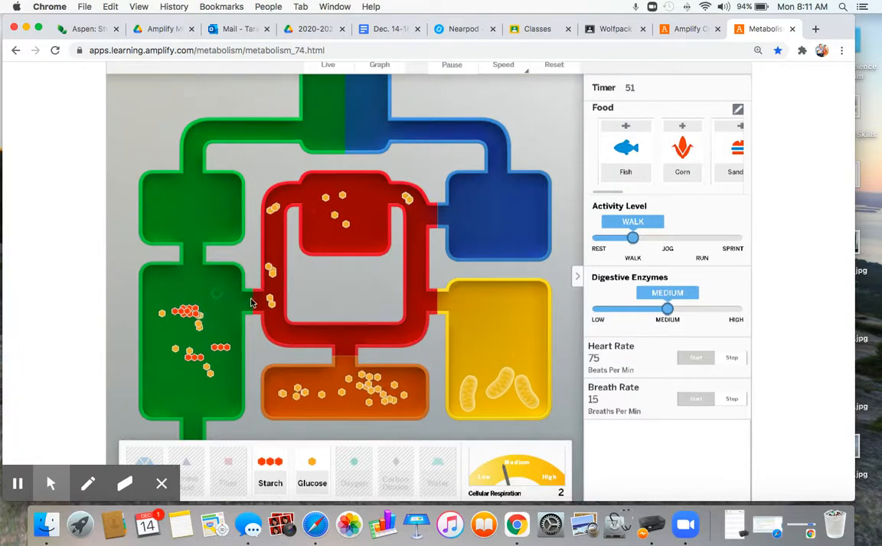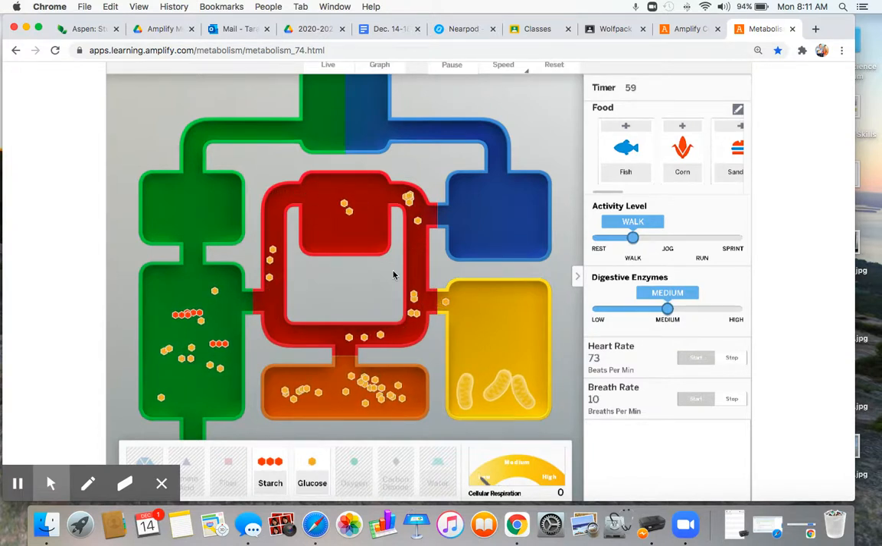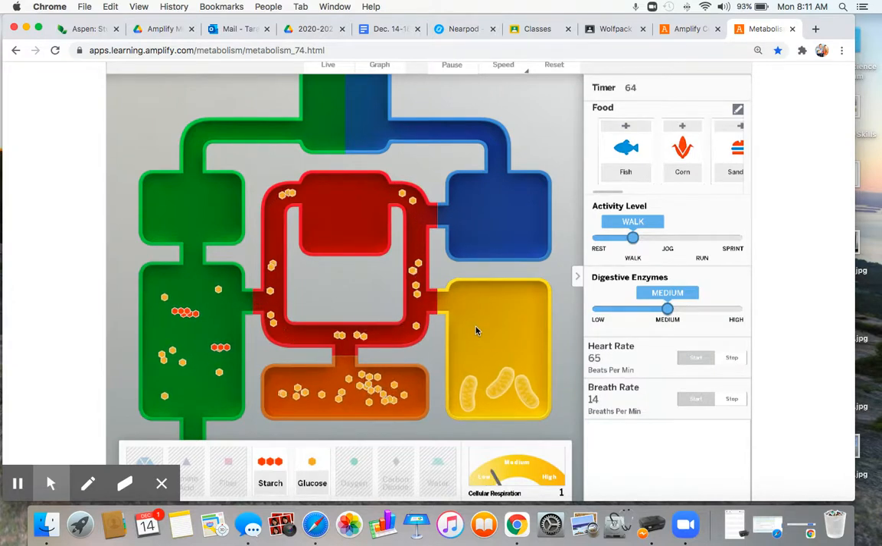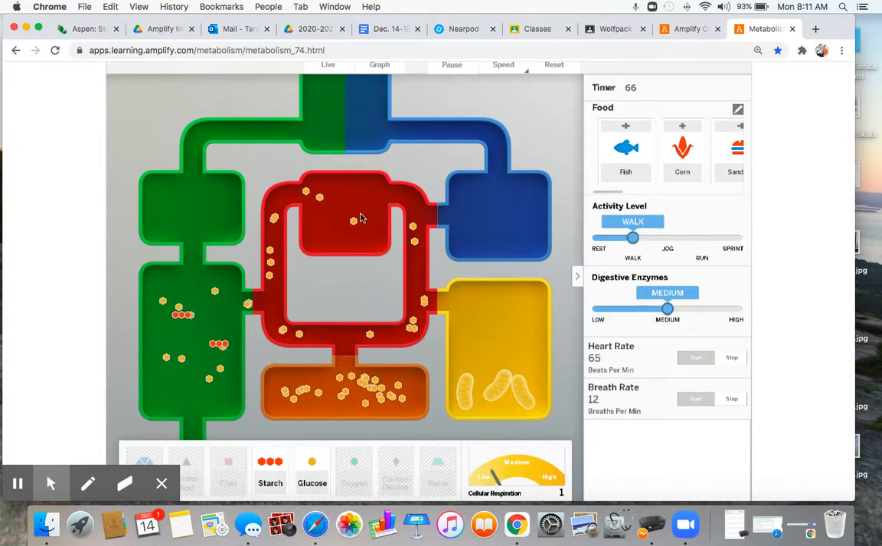Oh, okay, and then I see the glucose is heading this way into this red system, and we'll take a look at what systems those are in a moment. And eventually into this here, which I know from before is a model of our cells. So let's take a look.